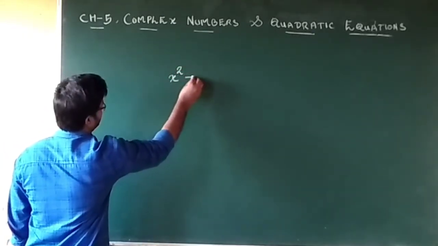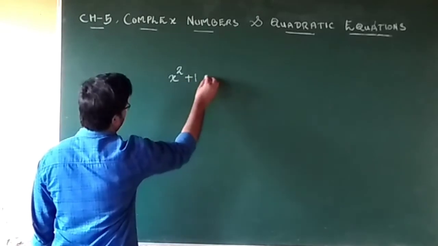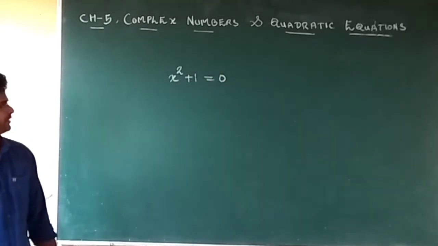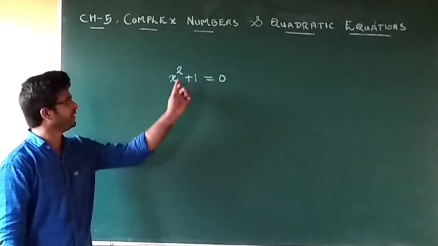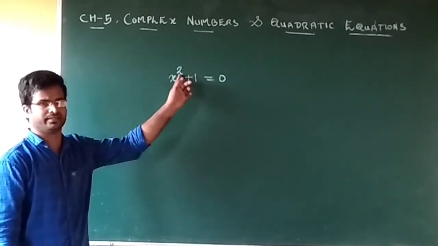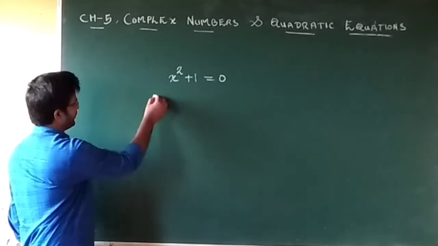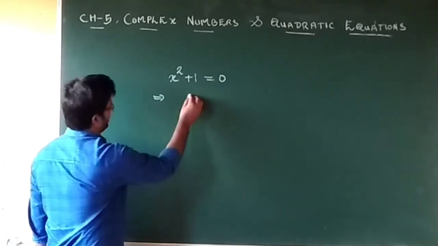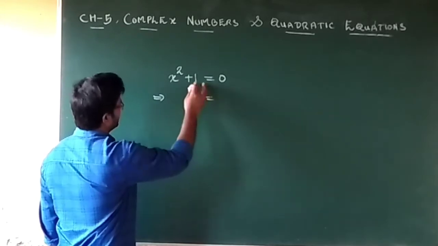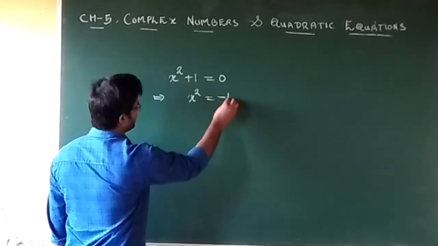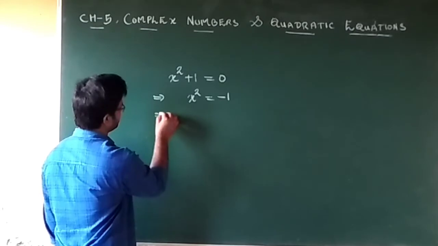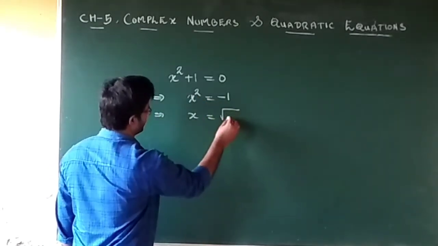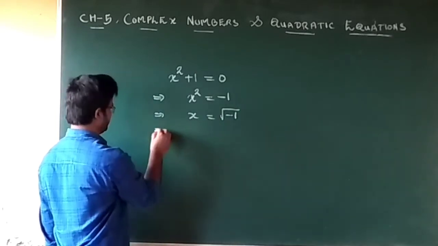x square plus 1 equal to 0. I have written here one quadratic equation. Quadratic equation means the degree is 2, isn't it? Then from here we can find the value of x. x square equal to, this plus 1 bring to the right side, that will be minus 1. x equal to, the square brought to the right side, that will be square root of minus 1.